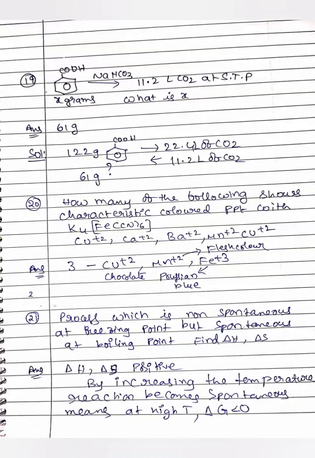Next one. How many of the following show the characteristic colored precipitate with K4[Fe(CN)6]? They have mentioned different ions: Cu2+, Ca2+, Ba2+, Mn2+ and Cu2+. Among all those, Cu2+ readily produces a chocolate colored precipitate, Fe3+ readily produces Prussian blue color, and Mn2+, if we consider, gives flesh color. It is from practical chemistry.